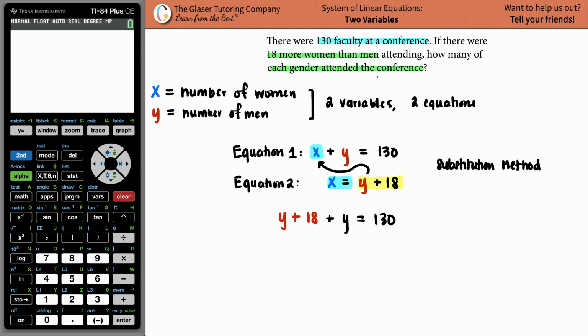Now we successfully got rid of the x's, and now we just use our PEMDAS to just solve. We're going to combine like terms. So 2y's plus 18 equals 130. Subtract 18 on both sides. And we're bringing down 2y. Maybe we'll use that now as a red. And then whatever this is, right?